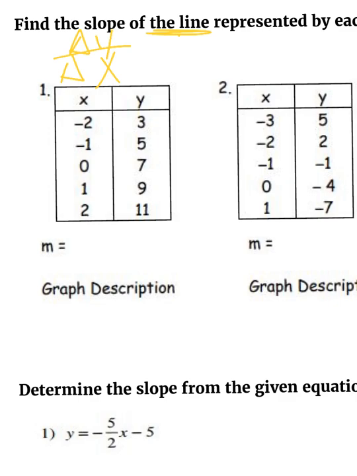So here's how this would look. When you are in a table, you want to see how much the y is changing. So from 3 to 5, it's going up 2. From 5 to 7, it's going up 2. 7 to 9 is going up 2.